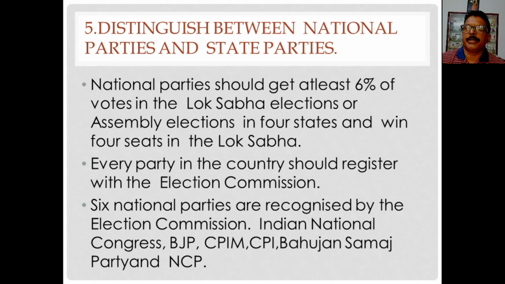Distinguish between national parties and state parties. National parties should get at least 6% of votes in the Lok Sabha elections. They should get a minimum of 6% of the total votes in the Lok Sabha elections or assembly elections in 4 states and win 4 seats in the Lok Sabha. Then every party in the country should register with the Election Commission. There are 6 national parties recognized by the Election Commission: Indian National Congress, BJP, CPIM, CPI, Bahujan Samajwadi Party and NCP.